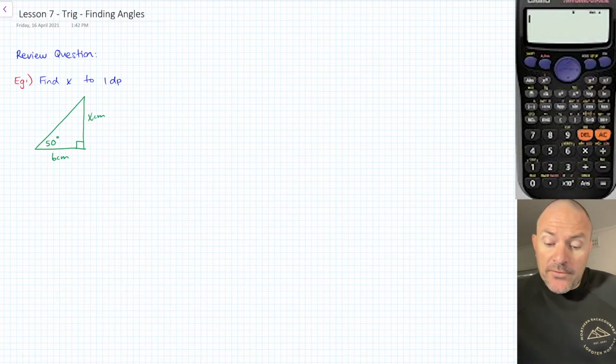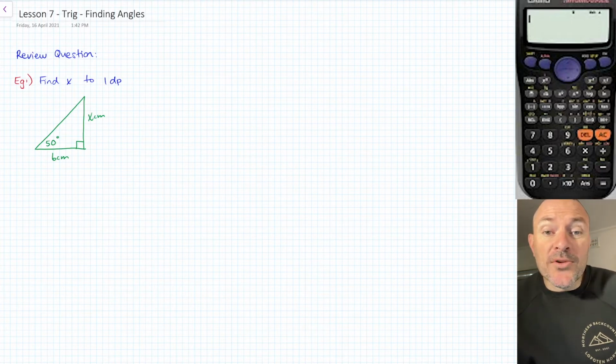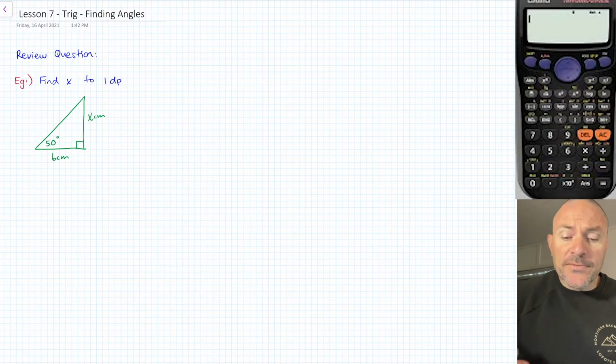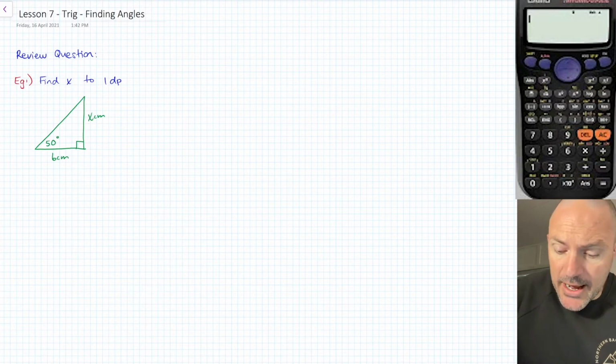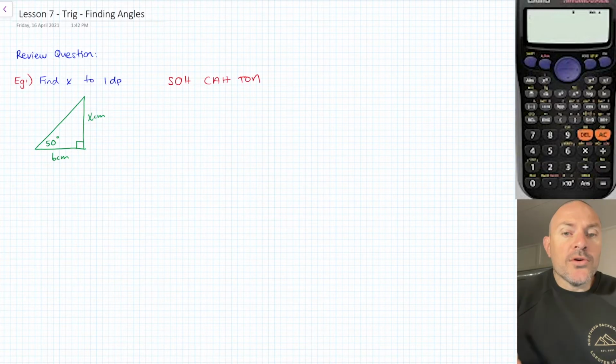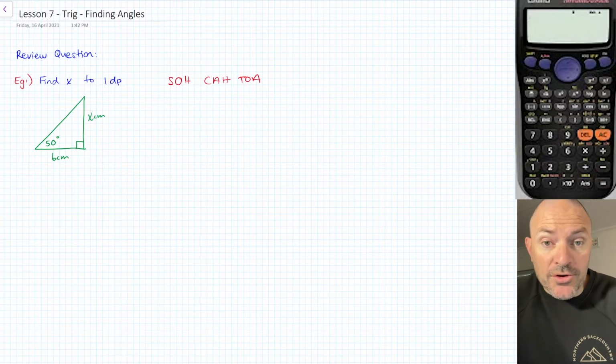Now, before we do that, of course, I want to look at this question. This is a review question. So I thought it might be a good idea just to get our heads back into it if we've had a bit of time out. So first of all, think about your trigonometry. I want you to reflect on our SOHCAHTOA, thinking about how we would usually find the side of a right angled triangle using trig.